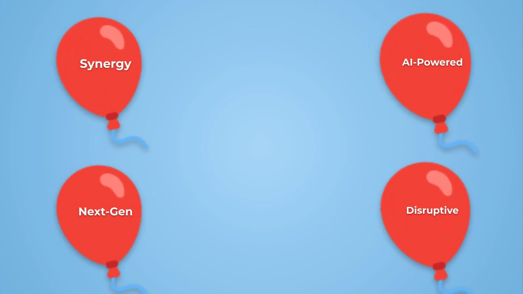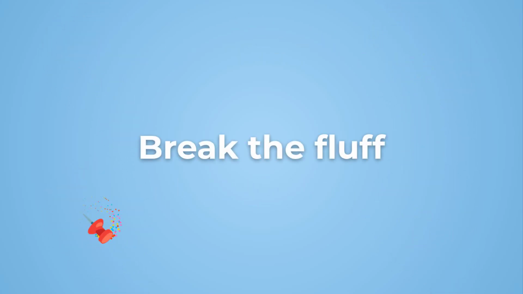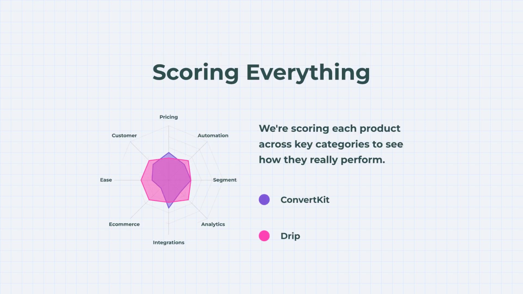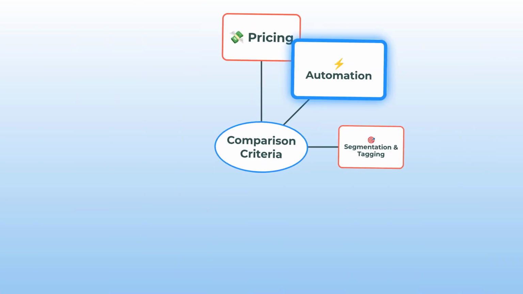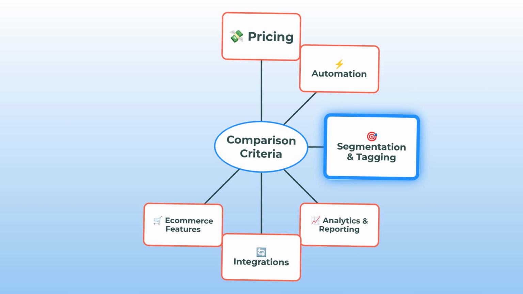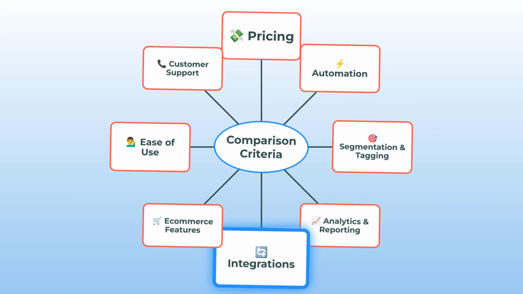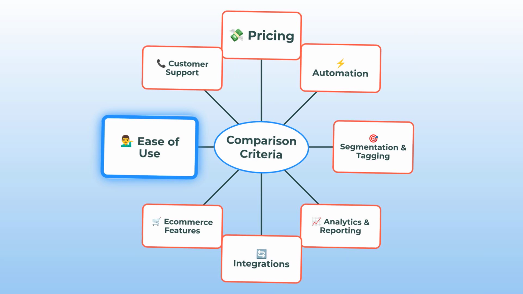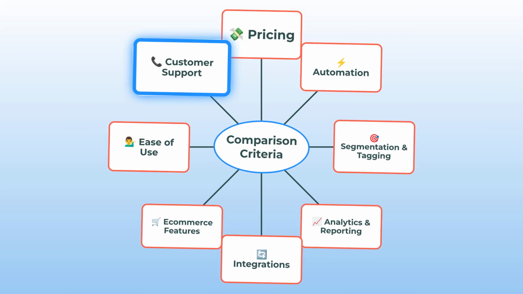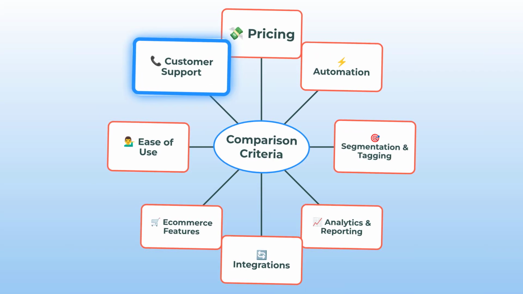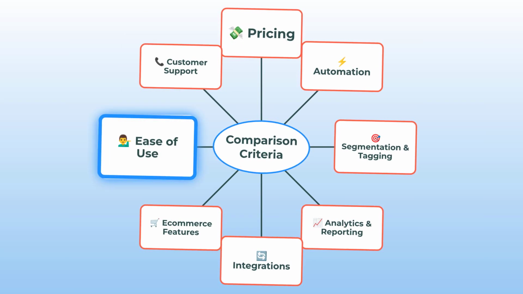Let's skip the buzzwords and see what really matters for your business. We'll score each category point by point, so you'll clearly see who comes out on top. And the winner just might surprise you. All right, here's how we're going to roll. We'll look at pricing, automation, segmentation and tagging, analytics and reporting, integrations, e-commerce features, ease of use, and, oh, can't forget, customer support. Basically, all the stuff you actually care about when picking one of these platforms.